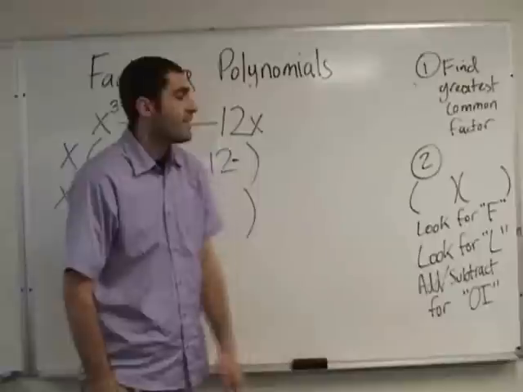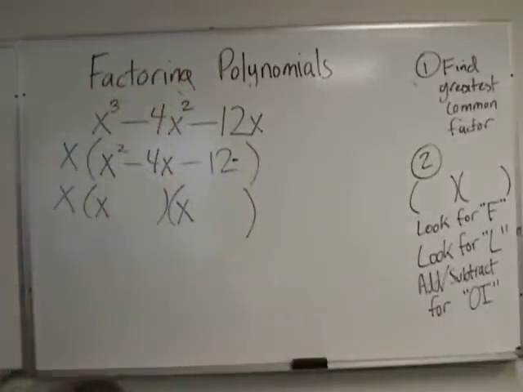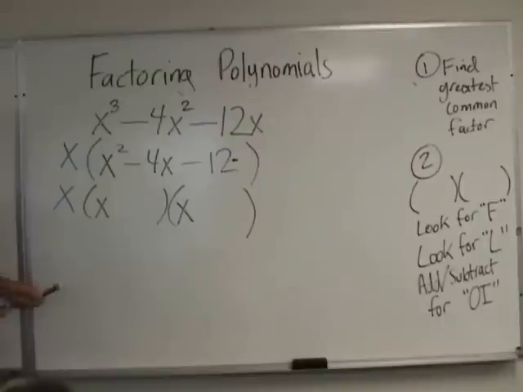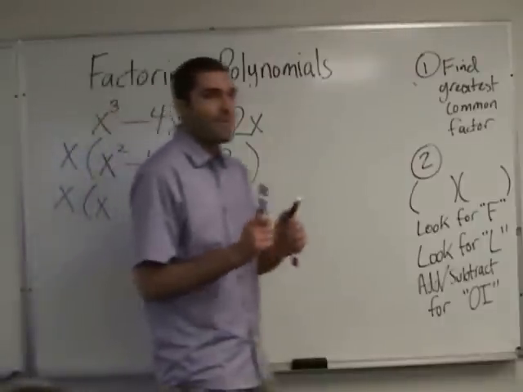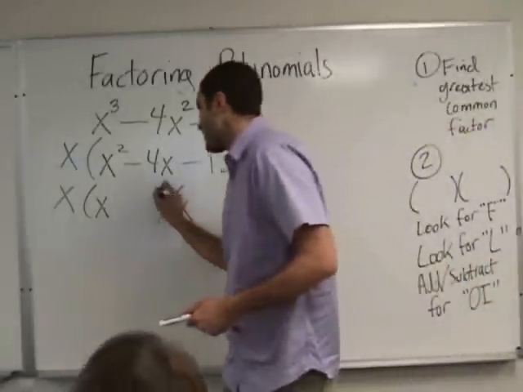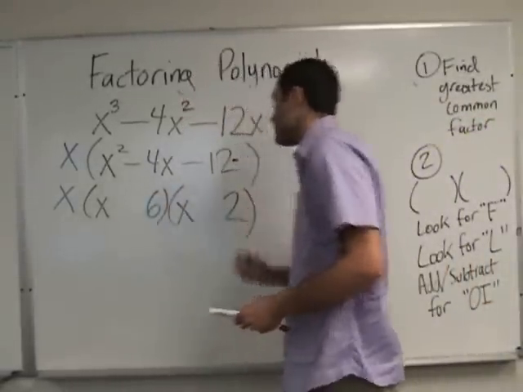6 and 2. All right, what else could we have tried? 3 and 4, or 1 and 12. Okay, 4 and 3, keep that in mind. So, 6 and 2. Did you see that 6 and 2 somehow combine to 4? Good. That's the idea. 6 and 2.